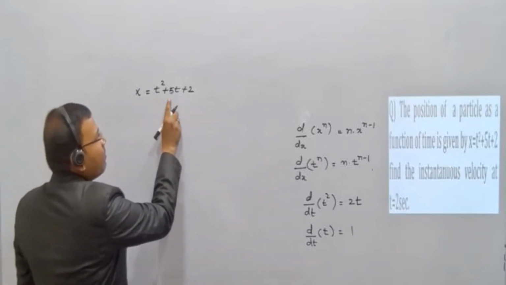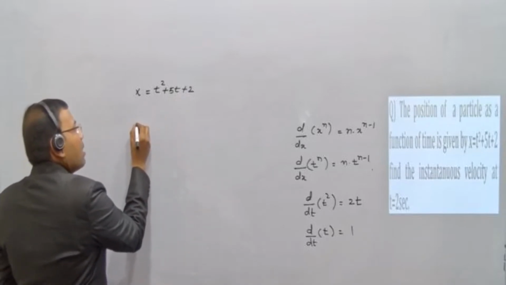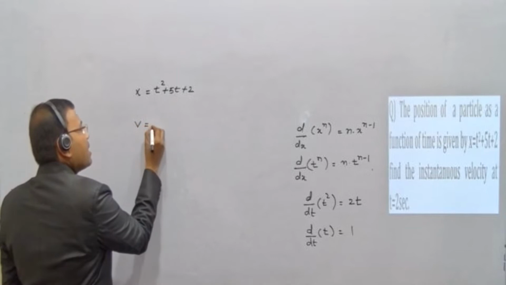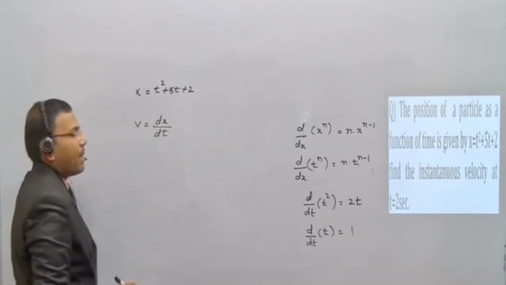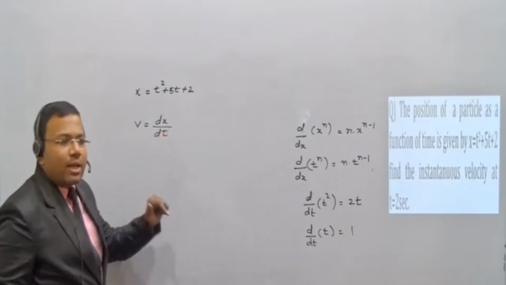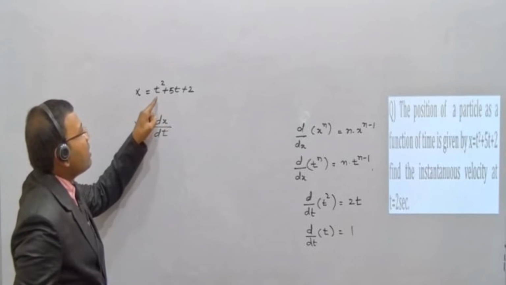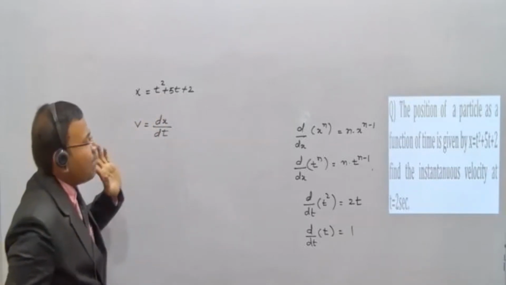x is equal to t square plus 5t plus 2. Now what I am doing here is, here velocity is asked, instantaneous velocity, and instantaneous velocity is given by dx by dt. Instantaneous velocity का formula होता है बेटा dx by dt. That means we have to differentiate x with respect to time. Differentiation x with respect to time से हम differentiate करेंगे.